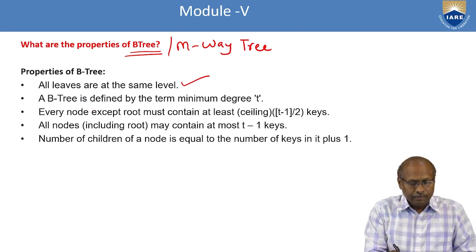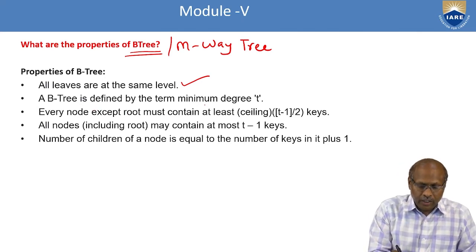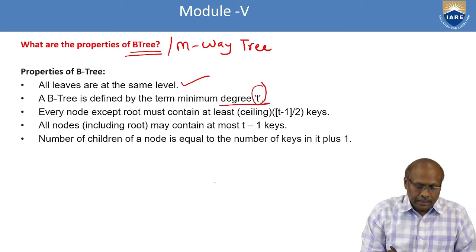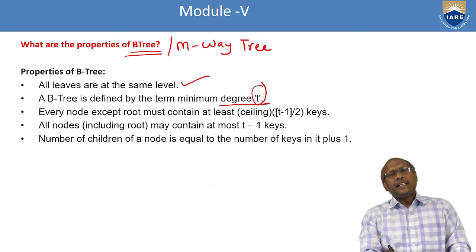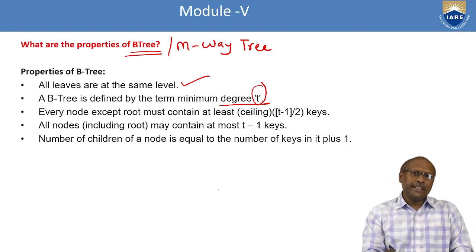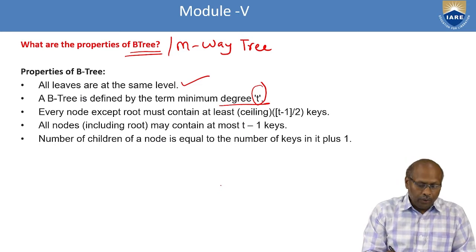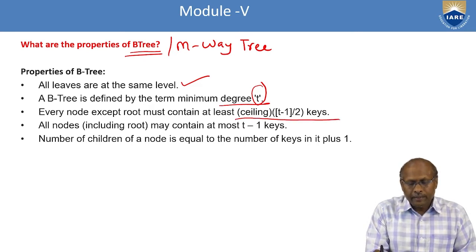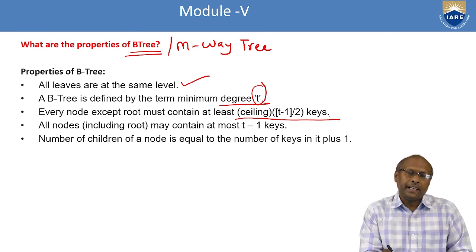A B tree is defined by a term called minimum degree T. That you should remember. For every B tree, the minimum degree is T. Every node except the root must contain at least ceiling of (T minus 1) by 2 keys. This point you should remember for an M-way tree or a B tree.